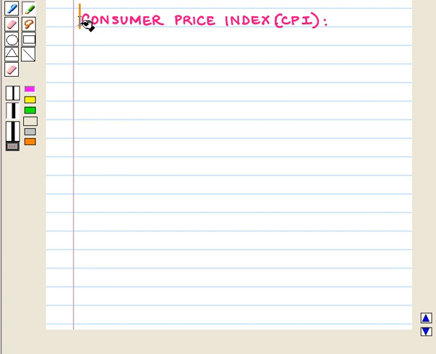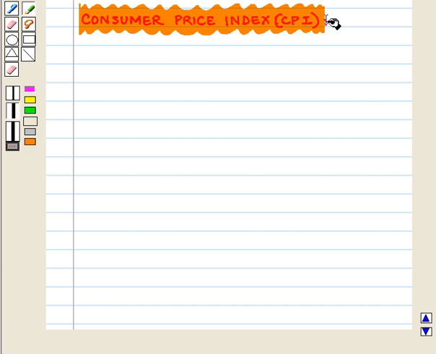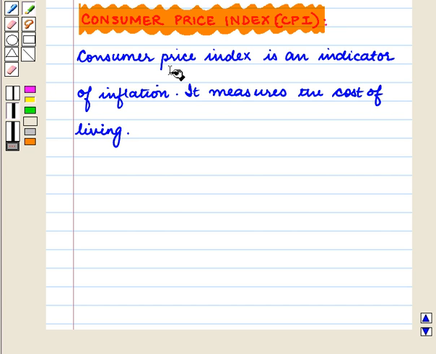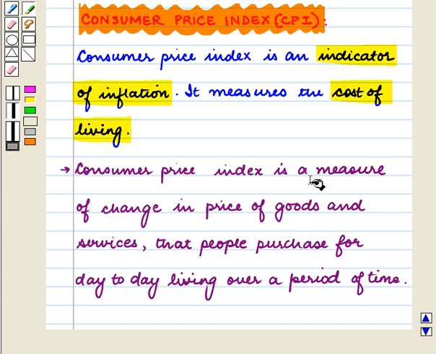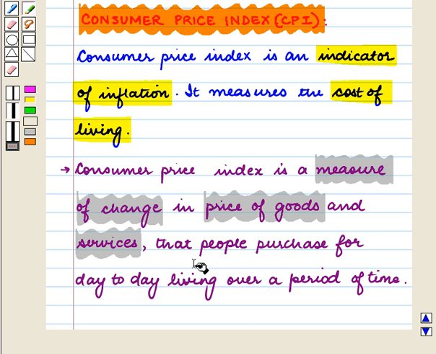Now let us discuss Consumer Price Index or CPI. Consumer Price Index is an indicator of inflation. It measures the cost of living. Consumer Price Index is a measure of change in price of goods and services that people purchase for day-to-day living over a period of time.